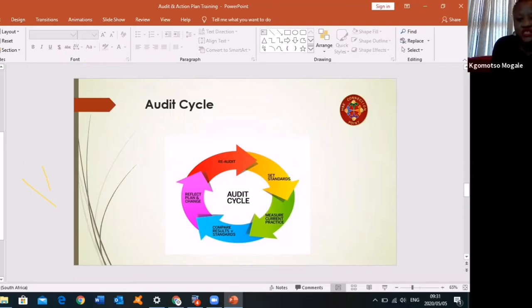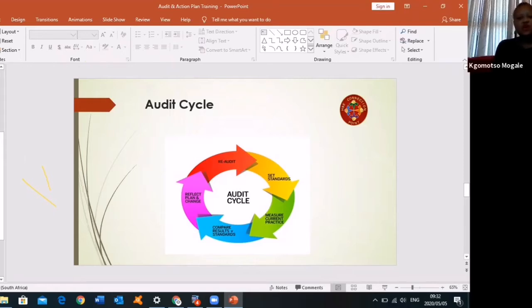And the green one, it says we measure the current practice, meaning that the current practice that we have in the company, we're going to measure it when we audit. When we go around conducting an audit, we are measuring the practice, meaning also the behavior of the employees on site. What is being done, our practices, are we still upholding the standards that we have set for ourselves?